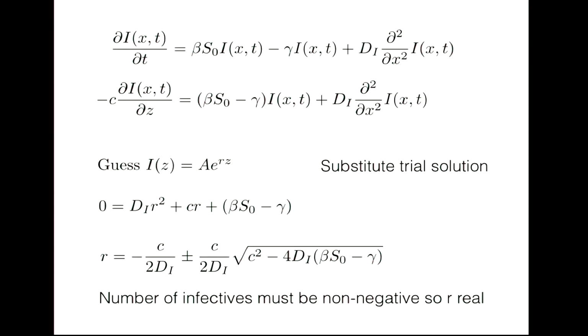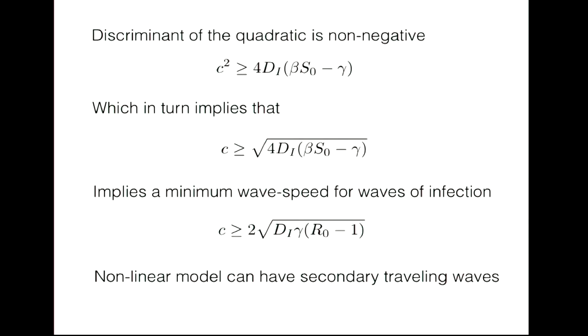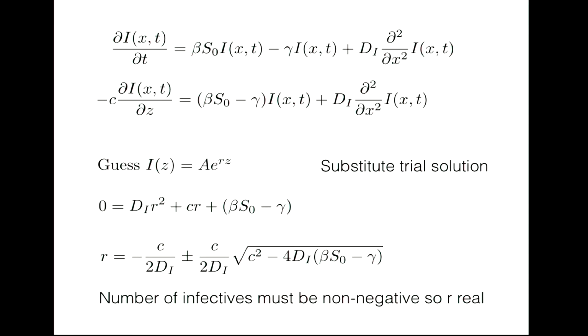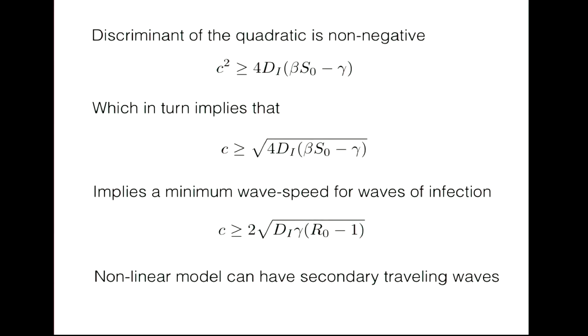Now, this I of z equal to this quantity here represents for you the number of infected. This is the number that must be non-negative, therefore r must be real. If it was oscillatory, it would go above and below a certain mean value, and then there is a chance that, depending upon the choice of a, that value could be negative. So that puts a strong constraint on what r can be, and that constraint really says that the discriminant of the quadratic, that is this term here, should be non-negative.